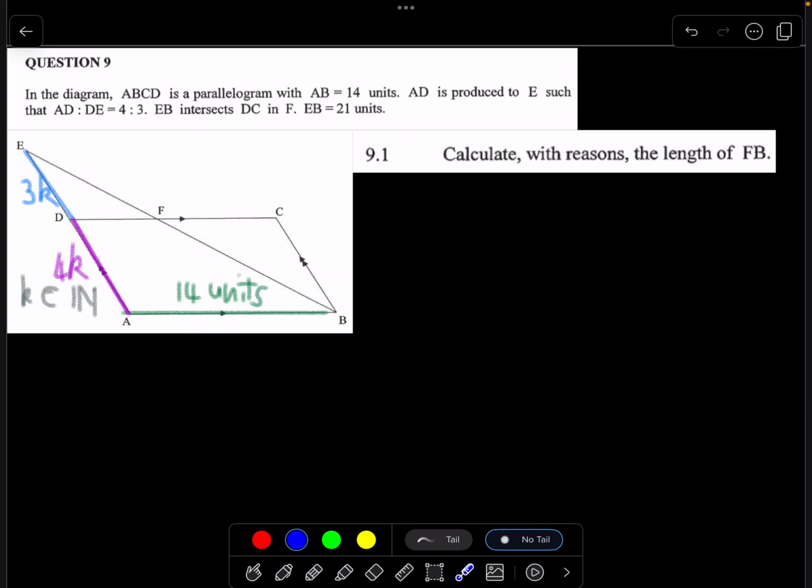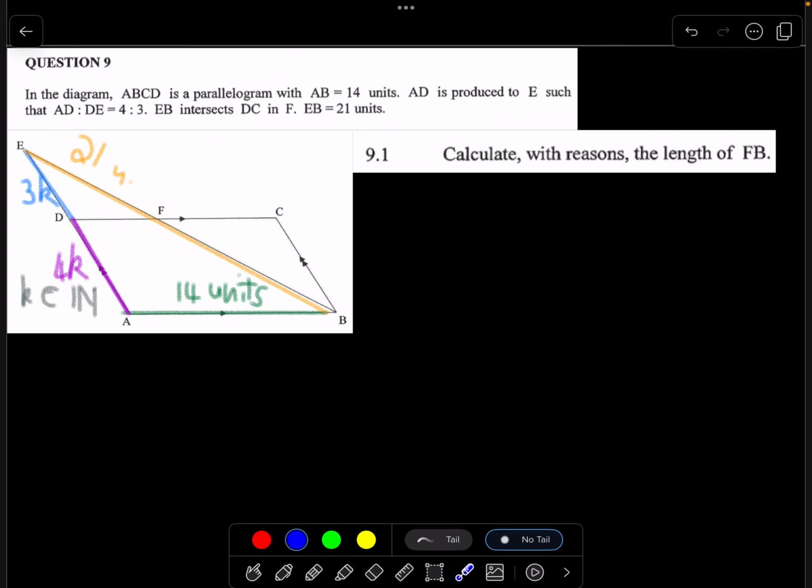EB intersects DC in F. EB is 21 units long. Let's fill that in as well. Let's try again. Slightly better. So we're told that that is 21 units long. Calculate with reasons the length of FB.